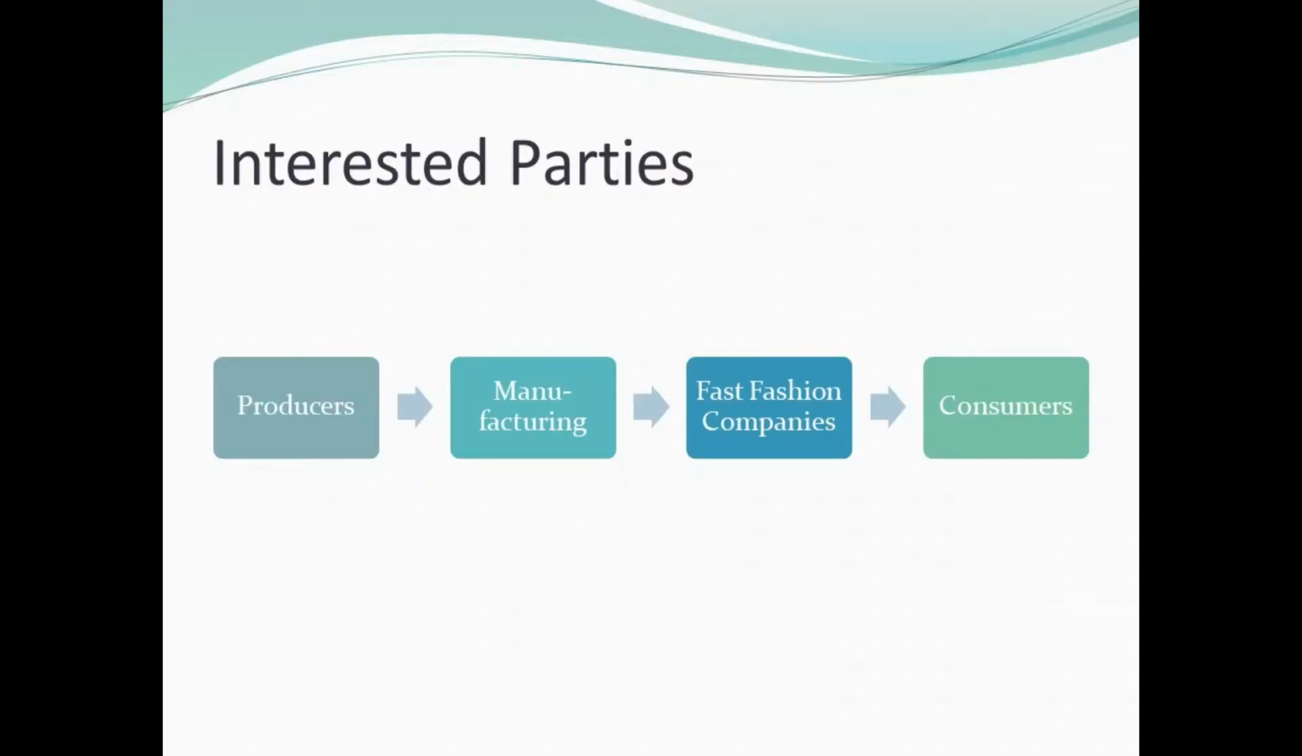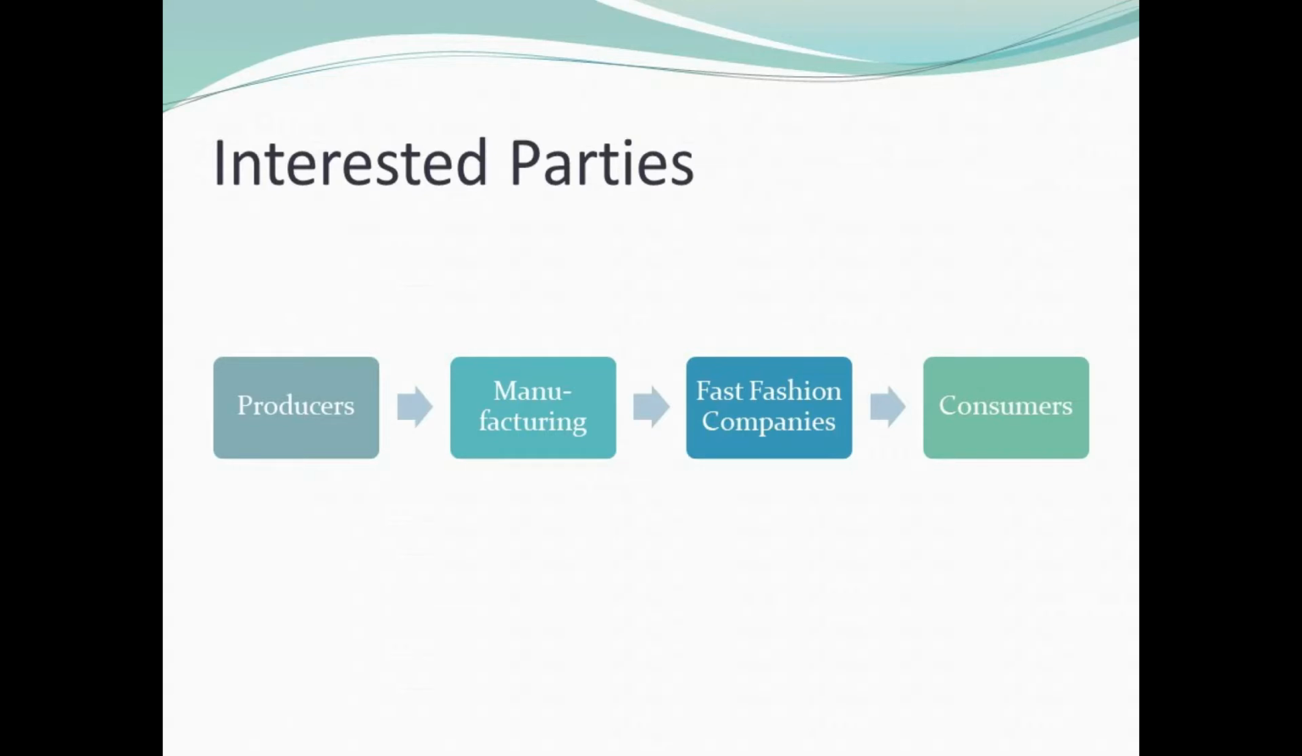When we look at the fashion industry, we can see a straight line of parties involved in the process. The producers create a raw material like a yarn or a fabric. Then the manufacturing parties take that raw material and turn it into clothing. The clothing then gets sent to the fast fashion companies, who in turn sell it to the consumers.